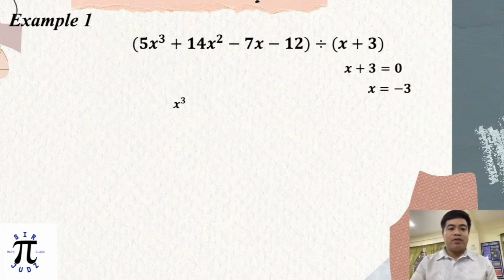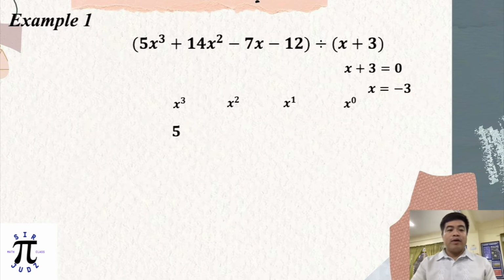Since we have x cubed, our highest degree, or the degree of our dividend, x cubed, x squared, x, and x to the power of 0. X to the power of 0 will be represented by your constant. Okay. The purpose of writing x cubed, x squared, x to the power of 1, and x to the power of 0 is for you to write under that their numerical coefficients.